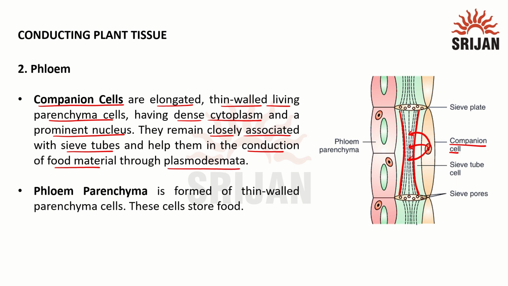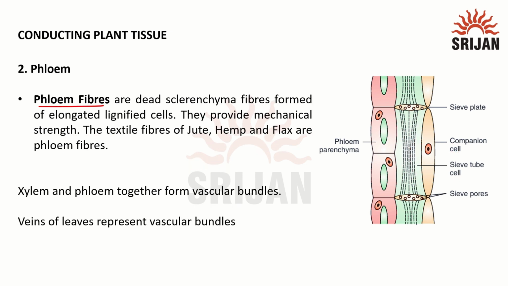Next element is the phloem parenchyma. It is formed of thin-walled parenchyma cells and they help in storing food. And the last element is the fiber, which is the bast fibers. These are dead sclerenchyma fibers, and the only dead element in phloem is this fiber. And they are formed of cell wall made up of lignin, and they provide mechanical strength. And these are of commercial or economic importance. They are the ones which give fibers to our textile industry like jute, hemp, flax, etc.